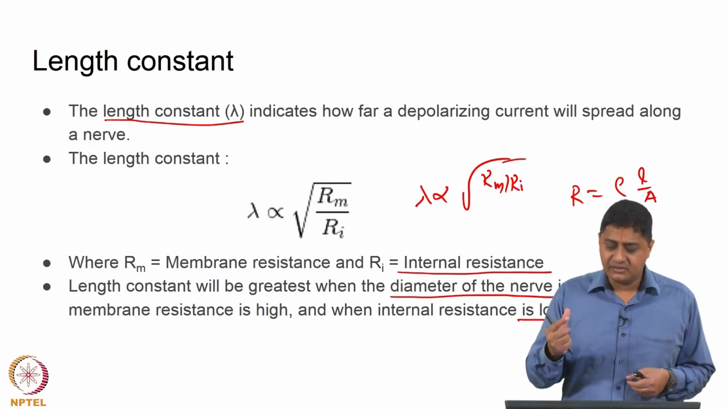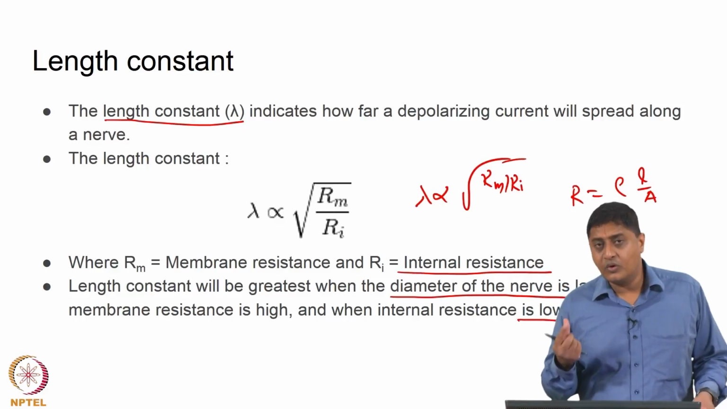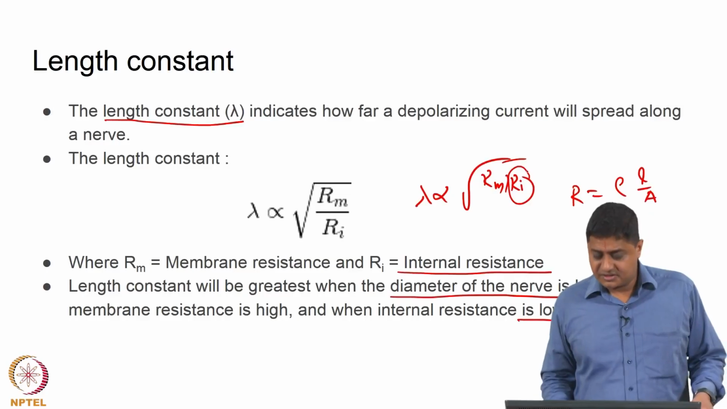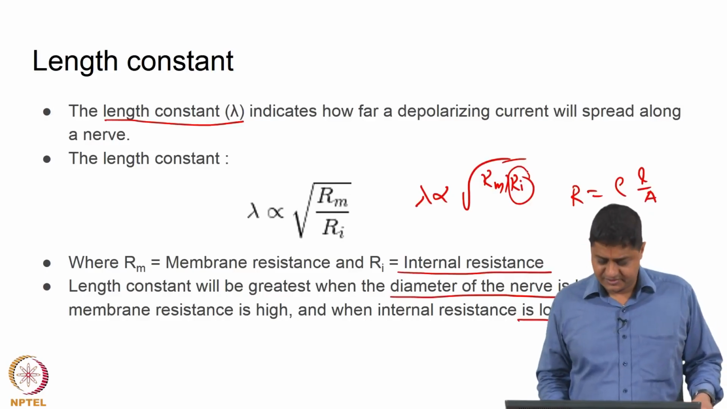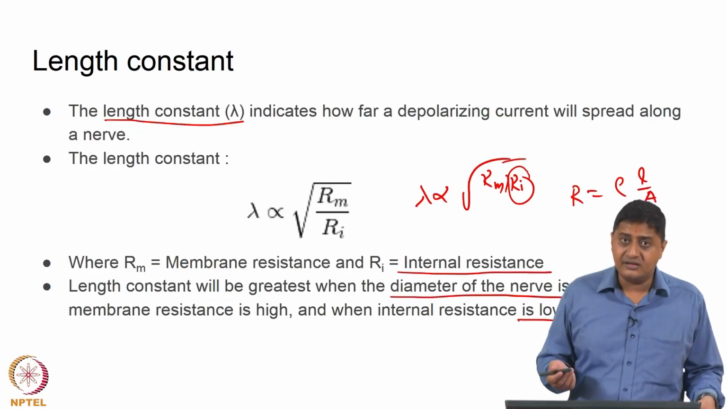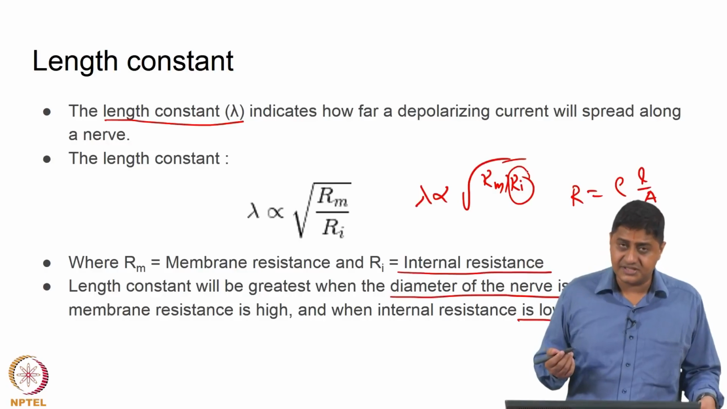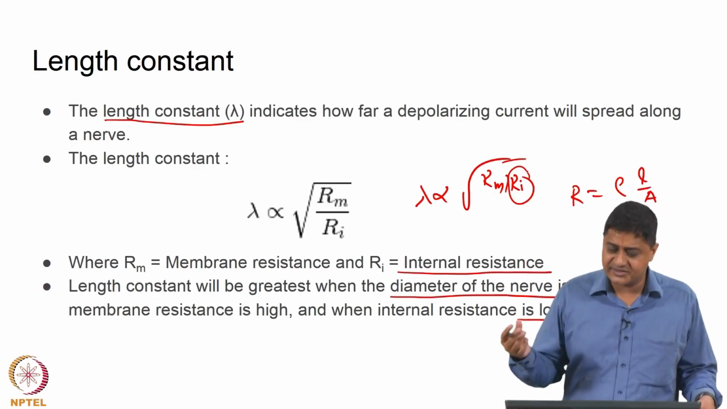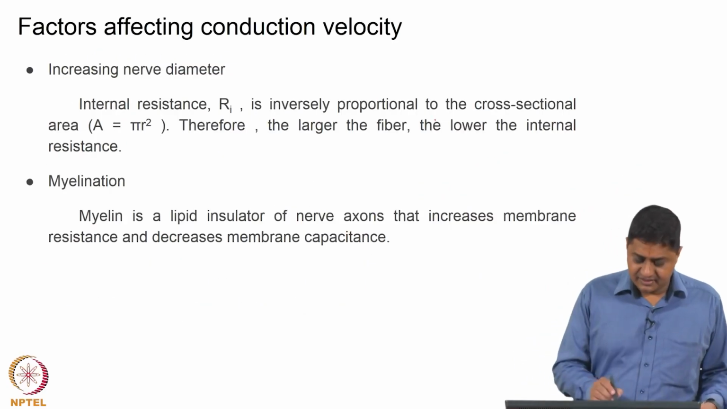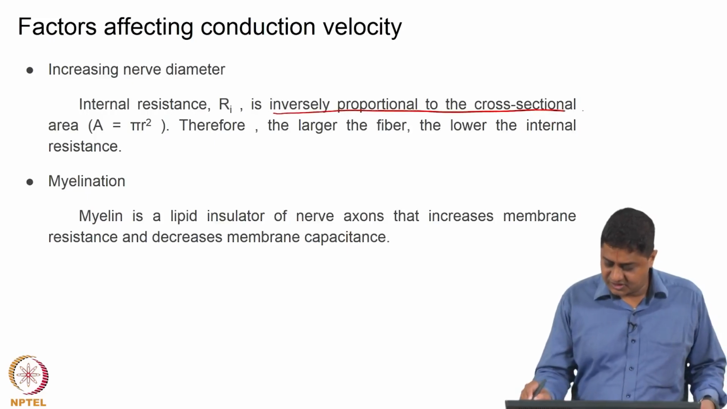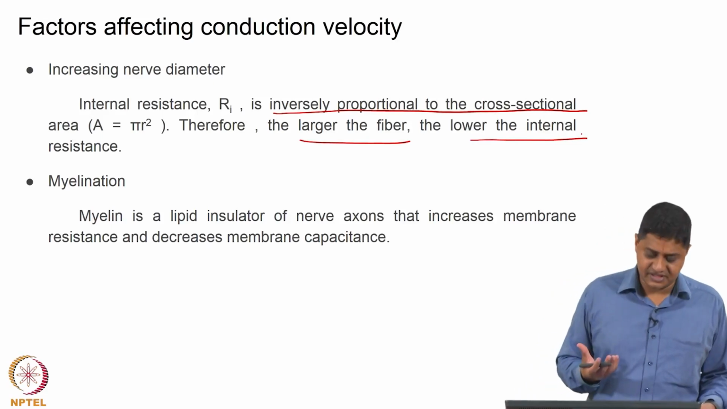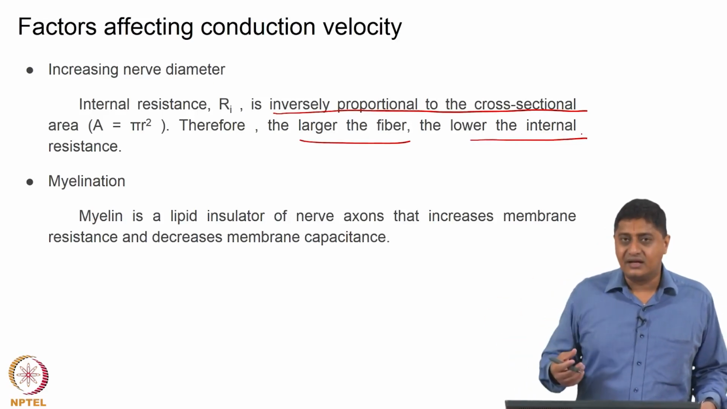The larger the diameter, the lower is the resistance Ri, and the larger is the length constant. To increase the length constant, I can increase the diameter and thereby reduce the internal resistance, but I cannot keep on doing this. If I keep on doing this, at some point body size related constraints will come into the picture. As I said, the internal resistance is inversely proportional to the cross sectional area, therefore the larger the fiber, the lower the internal resistance, thus increasing lambda.